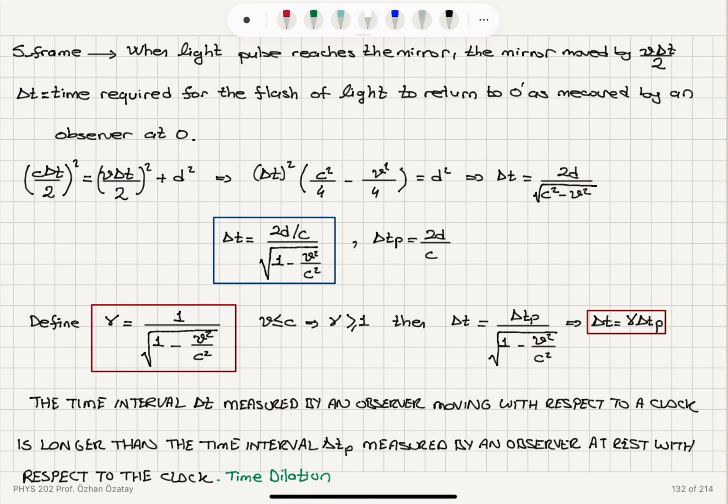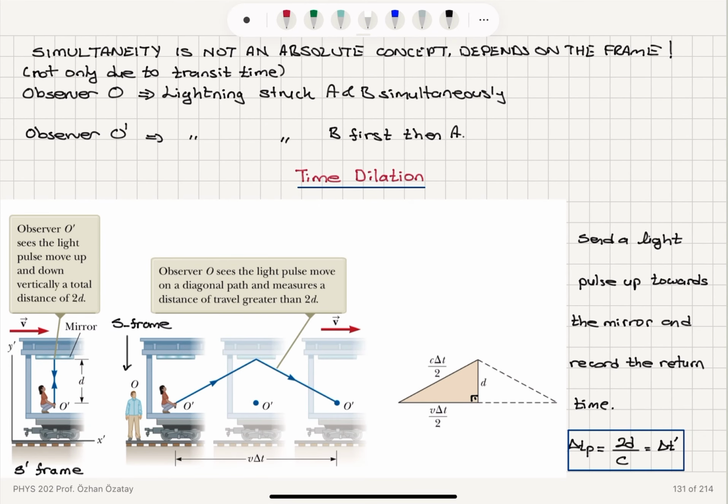Okay, so let's summarize. We talked about the time dilation effect. Time dilation effect basically is the fact that a moving clock seems to run slower than a clock at rest. If you look at this experiment where we send a light pulse up and down, from the moving reference frame point of view, the time interval is 2d over c.